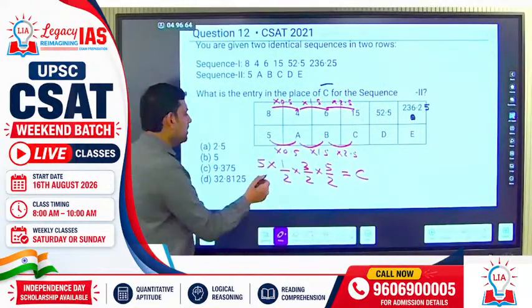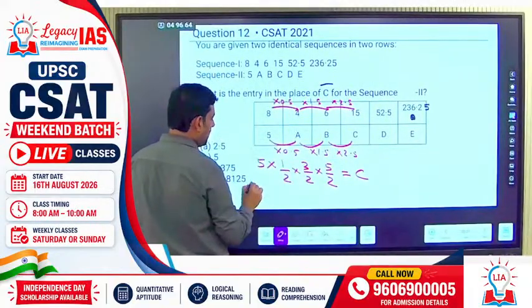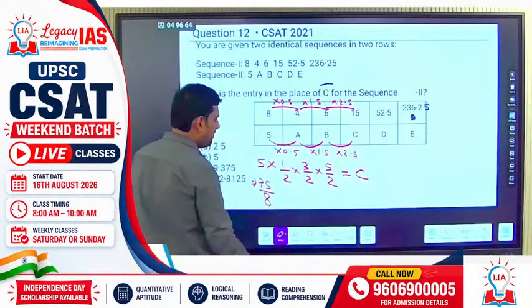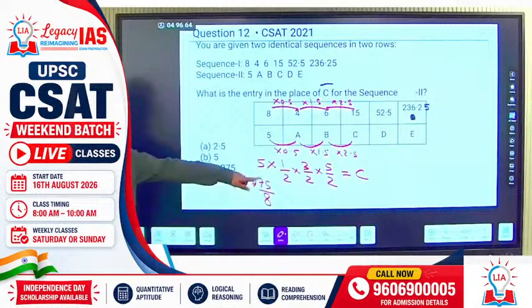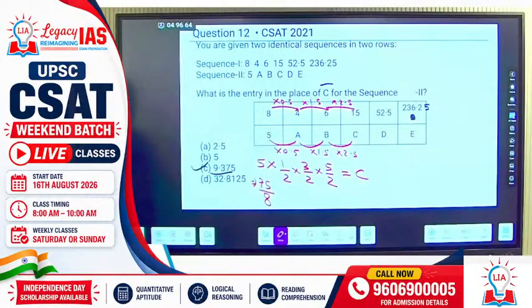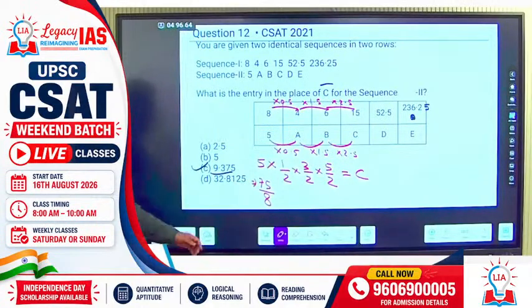Now, how do I calculate? So this becomes 5 3s are 15, 15 5s are 75 by 2 2s are 4, 4 2s are 8. 75 by 8, what is it near to? 8 9s are 72. So it must be 9 point something. If you see the options, only one of them is 9 point something. This is the answer.